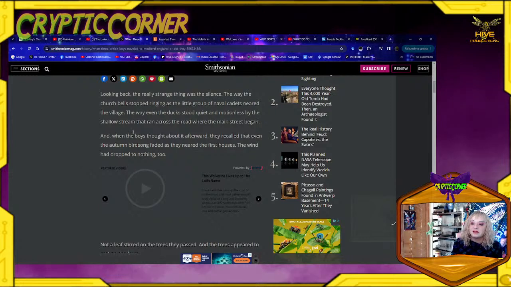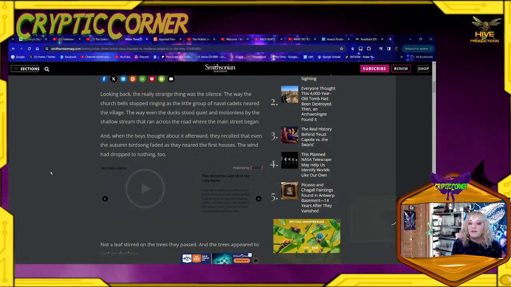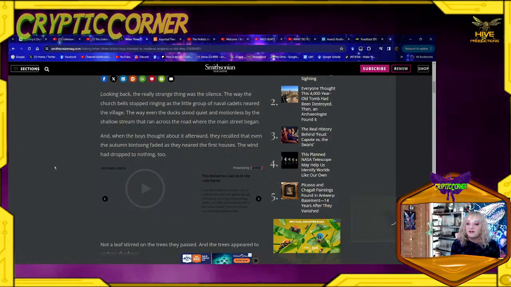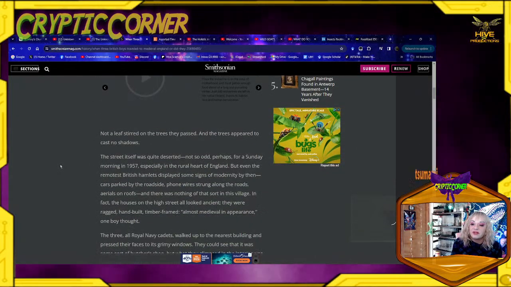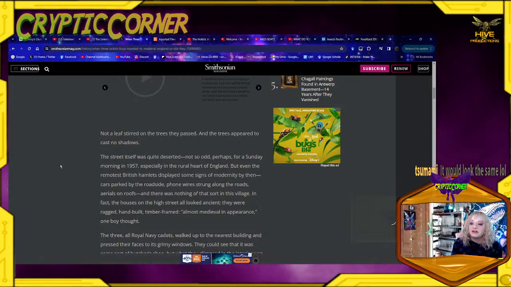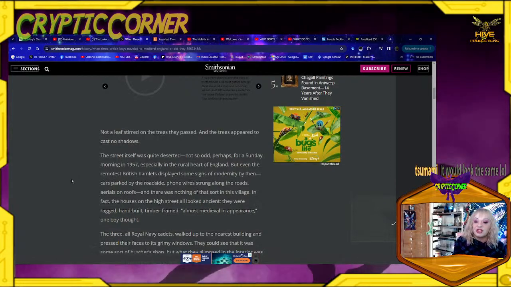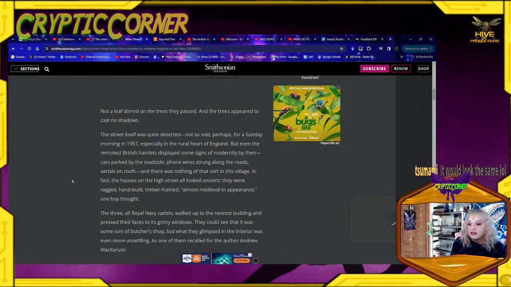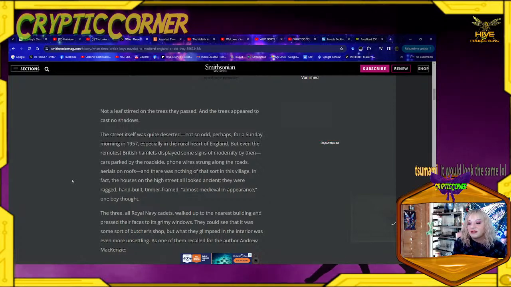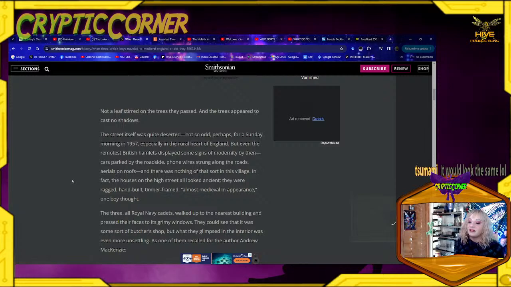When the boys thought about it afterwards, they recalled that the autumn bird songs faded as they neared the first house. The wind had dropped to nothing, not a leaf stirred on the trees they passed, and the trees appeared to cast no shadow. The street itself was quite deserted. Not so odd, perhaps, for a Sunday morning in 1957, especially in the rural heart of England.